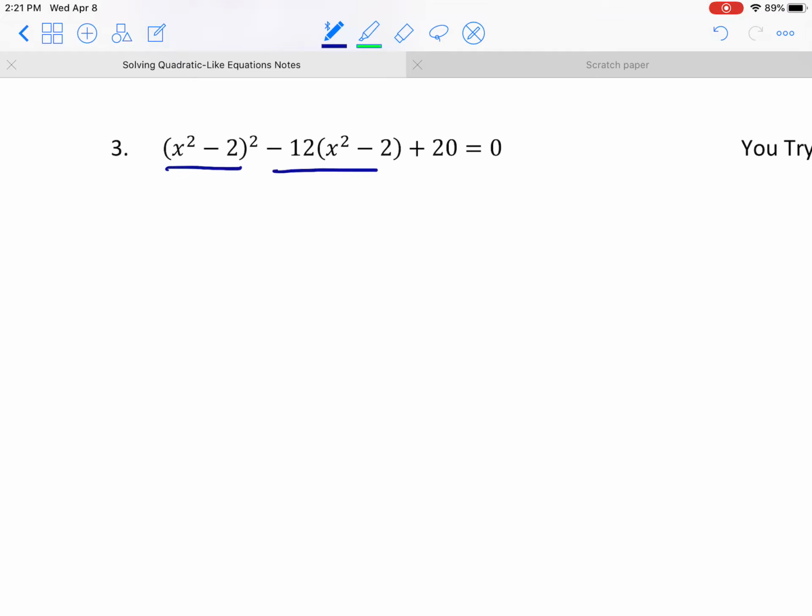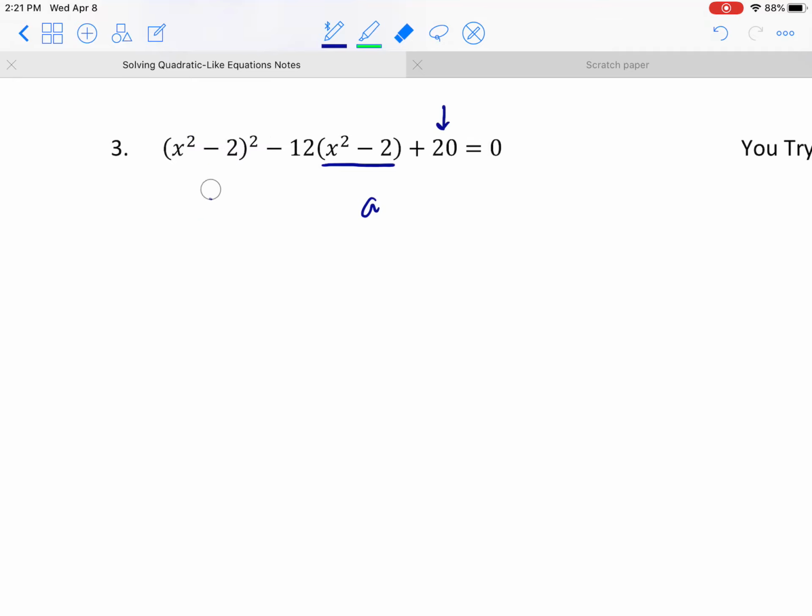Now this is a real mess, and your instinct might be telling you to FOIL this stuff out, like multiply out x squared minus 2 by itself, distribute the 12, but that's really not what we want to do. This is one term, here's a second term, here's a third term equal to 0, right? Our third term is a constant, and our first exponent is twice our second exponent. So this is a quadratic-like equation. So we can solve this just like we solved the other two.